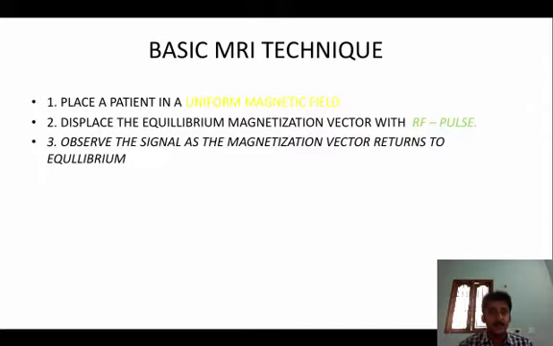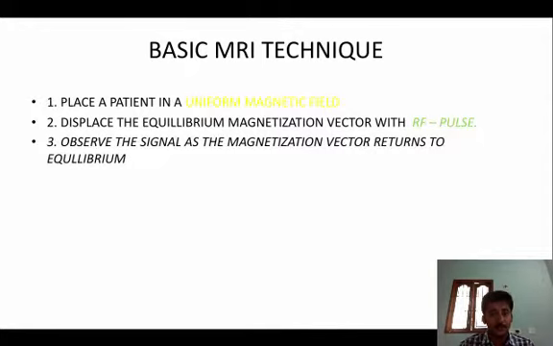So what is this basic MRI technique? We have already discussed it. We just place a patient in a uniform magnetic field, and we displace the equilibrium magnetization vector with an RF pulse and observe the signal as the magnetization vector returns to the equilibrium.